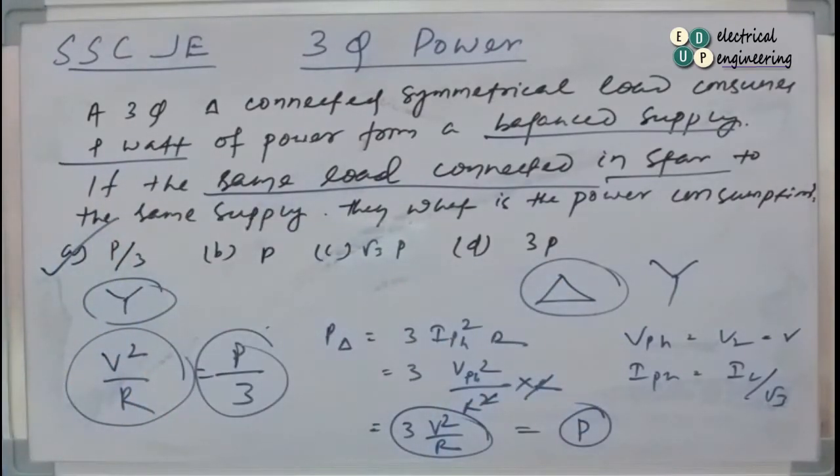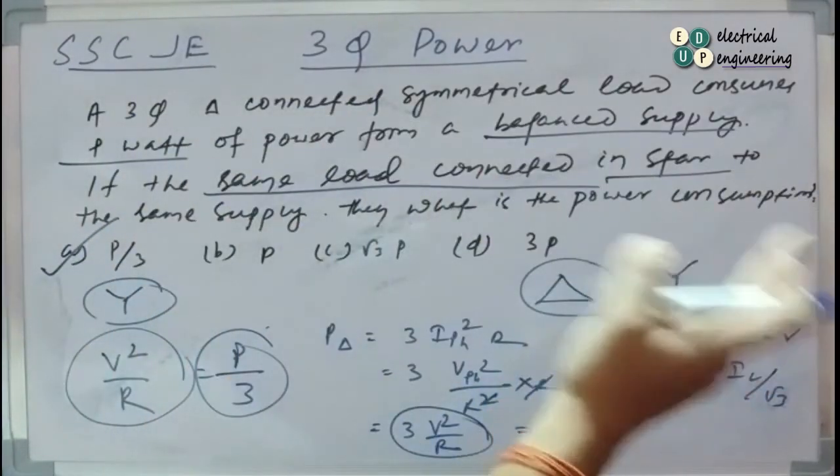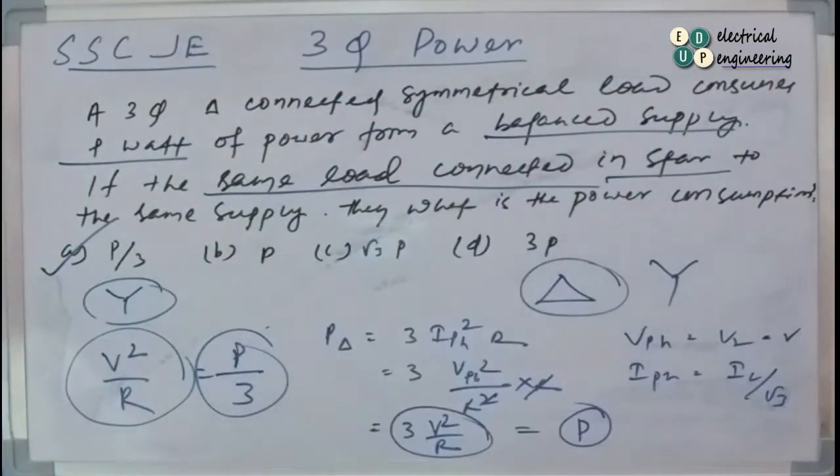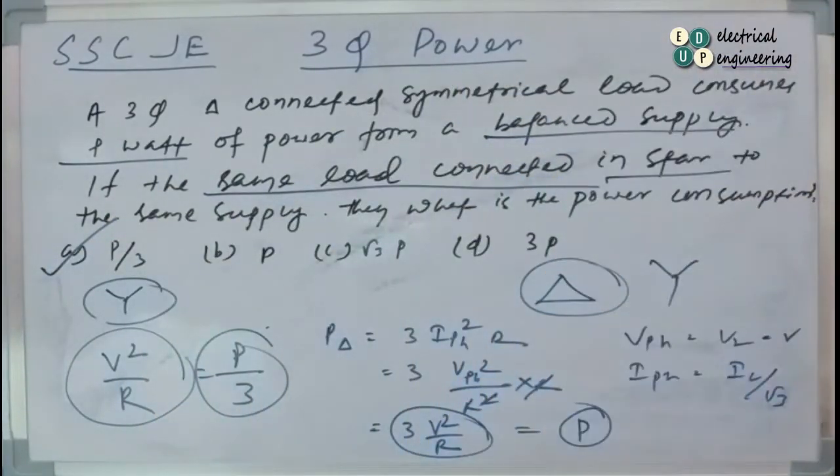Got it? So the same kind of questions come in different forms. It is also asked this way: a 3-phase star connected symmetrical load consumes P watt of power from a balanced supply. If the same load is connected in delta to the same supply, then what is the power consumption? In that case, the power will be 3P.